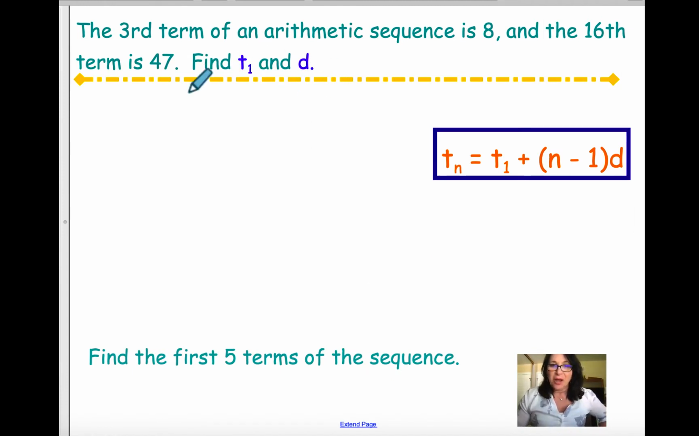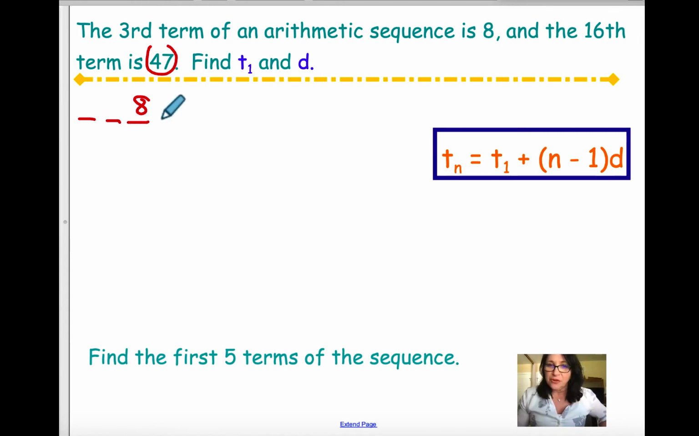Hey, Dad. For this problem here, this is definitely a little bit more challenging, okay? And there are different ways that you can solve this. And so I'm going to write this out. It says that the third term is 8, and then it says the 16th term is 47.